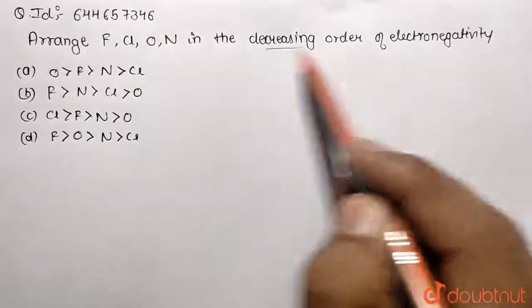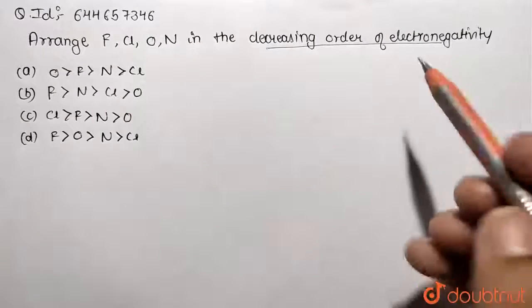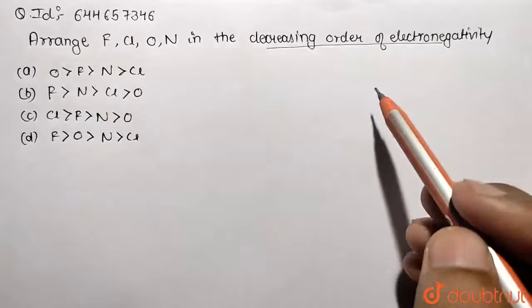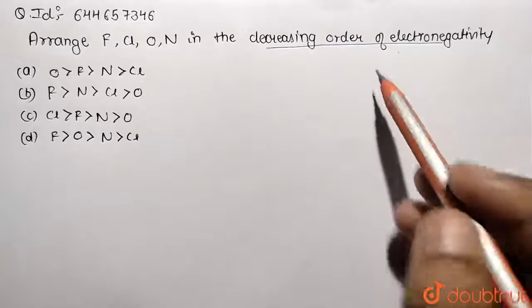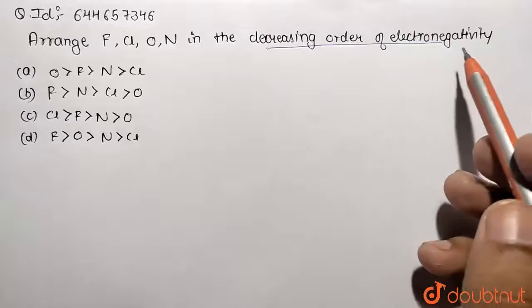Students, in this given question, we need to arrange the following on the basis of their decreasing order of electronegativity value. What is electronegativity? It is the property of attracting the shared pair of electrons towards itself. So this is called the electronegativity value.